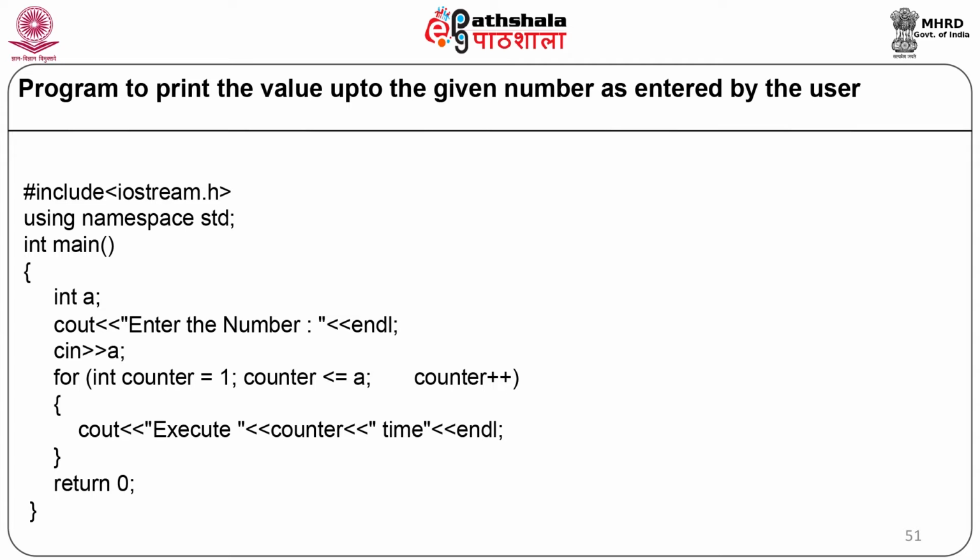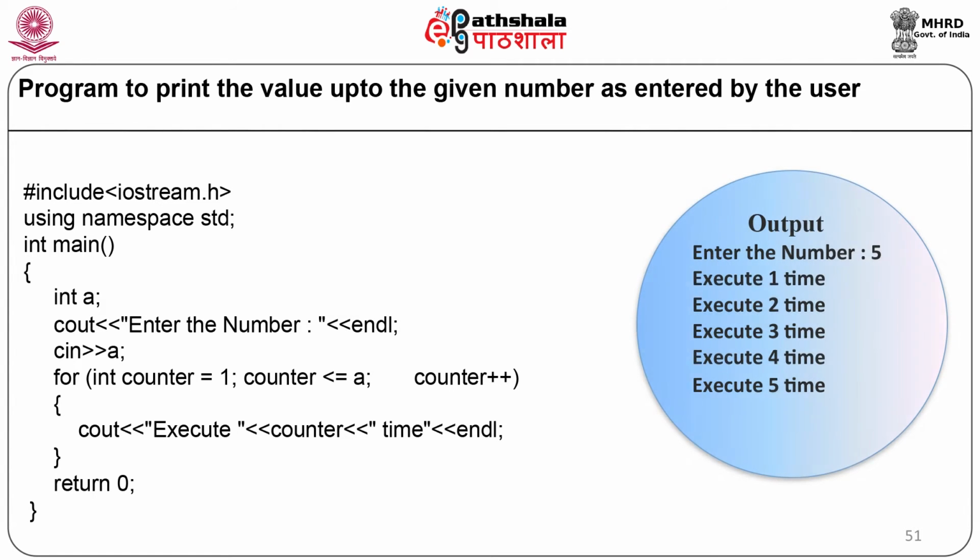Inside the for loop we are declaring the variable integer counter equal to 1, counter less than or equal to a, counter plus plus. cout "execute", the counter value, and the time that we are displaying, endl, that is the cursor will go to the next line. The for loop ends and the main program ends. Now, when the above code is compiled and executed, it will produce the result as "Enter the number". If the number entered is 5, it will display the lines as execute 1 time, execute 2 time, execute 3 time, execute 4 time and execute 5 times.